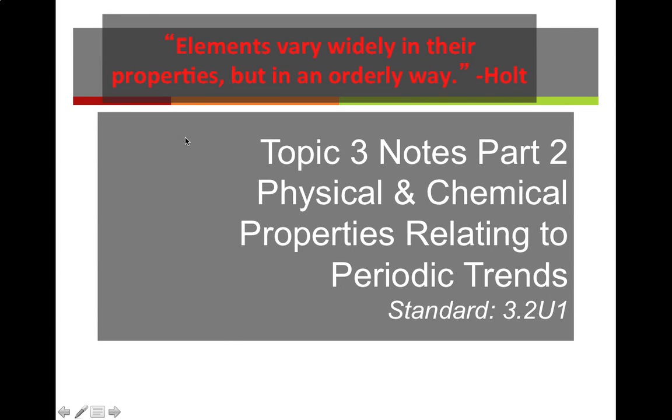I love this quote at the top from the Holt textbook. Elements vary widely in their properties, but in an orderly way. And we can see that through what we call periodic trends on the periodic table. And that's the great thing about the periodic table: we can use it to make so many predictions about how things are going to react, how things are going to behave.